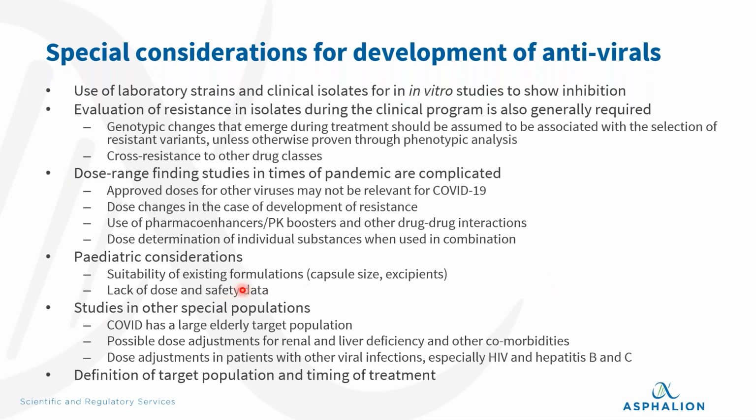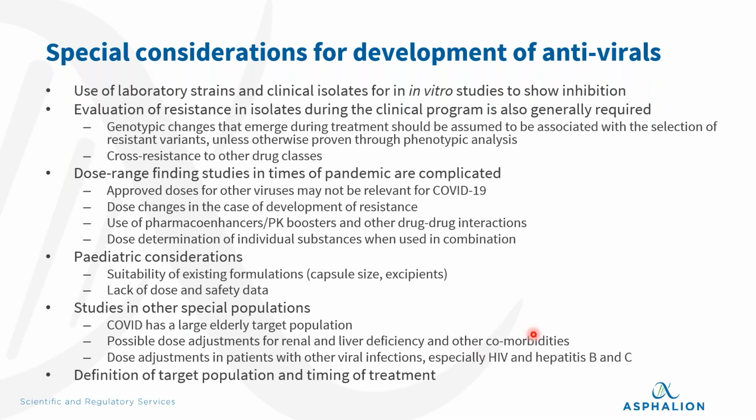Another thing to consider is obviously special populations. COVID-19 has a large elderly target population, so there may be different PK requirements, lots of co-medication going on and so on, so that can be another important issue. These patients may have renal or liver deficiency, so again, dosing adjustments may be required there. And some patients may also already have other viral infections. What happens to an HIV infected patient on CART, for example, who gets COVID-19? Or do they get COVID-19 because maybe the CART is already killing the COVID-19?